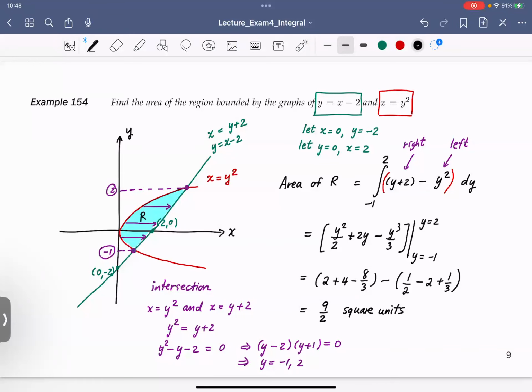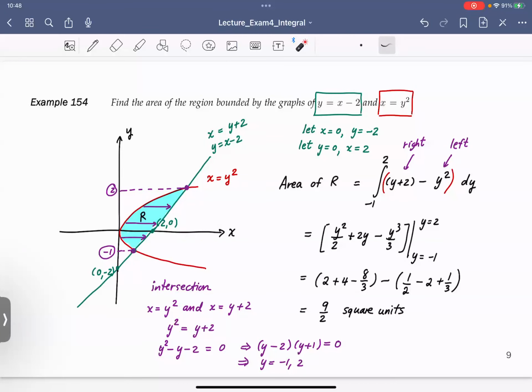So this is the example that you can see that this one is easier if you do dy. Because what if you do the x? If you do the x, you have to split the region into 2 pieces, and then you do the vertical line here. It's going to be terrible because you have to start from this first interval and then the second interval. You have to split into 2 integrals.